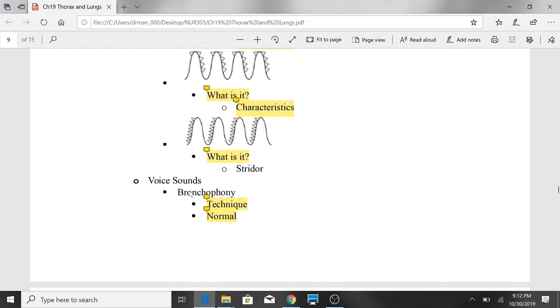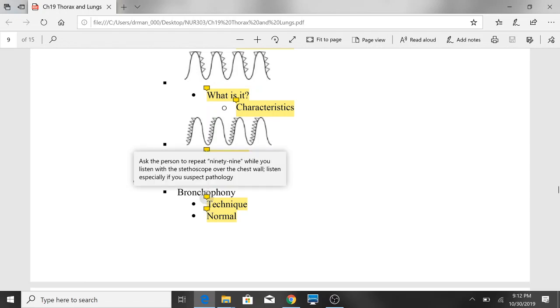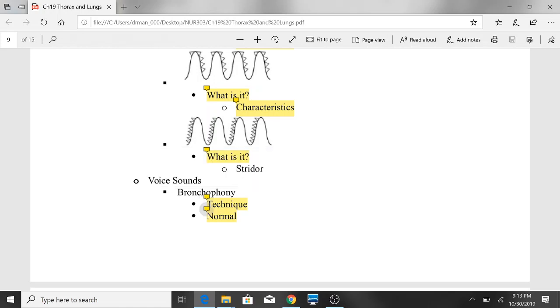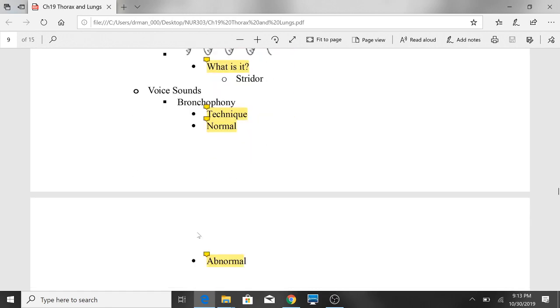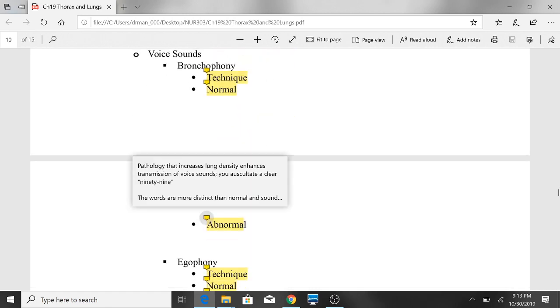Alright, let's talk about some voice sounds. Bronchophony, the technique. You're going to listen to the back, and you're going to have the patient say 99. So you ask the person to repeat 99 while you listen with a stethoscope over the chest wall, especially over areas of pathology. Normally, you should not be able to distinguish exactly what's being said. If you hear what they're saying, it's abnormal.